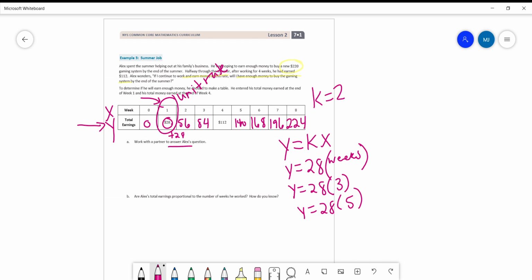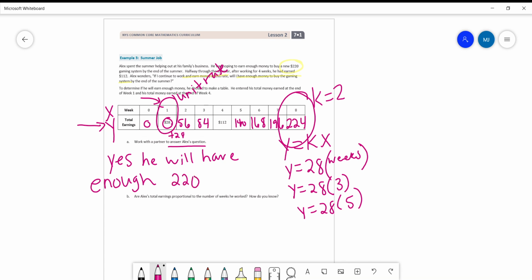So, answering Alex's question, at the end of the summer, which is after 8 weeks, will he have enough money to buy the $220 gaming system? The answer is yes, he will have enough. It doesn't ask us to say how we know, but we know because 220 is how much the system is, and that is less than what he's making, which is $224. So there's some support for that answer.